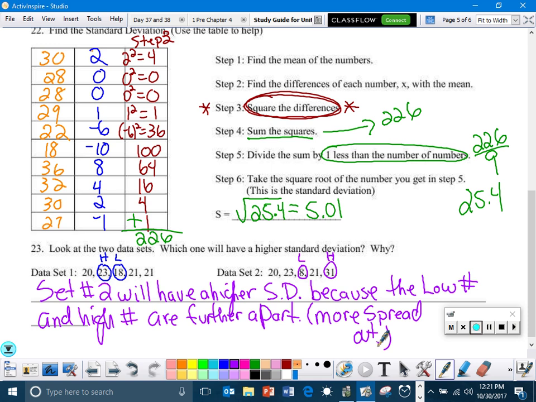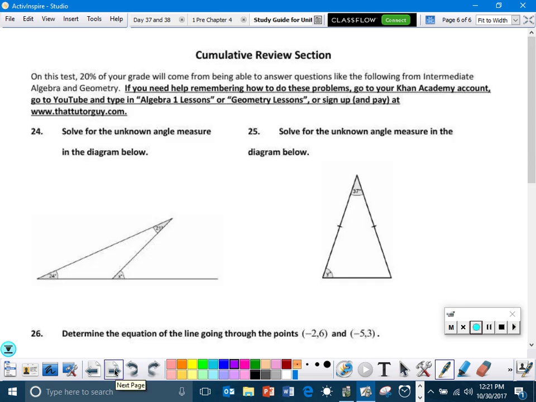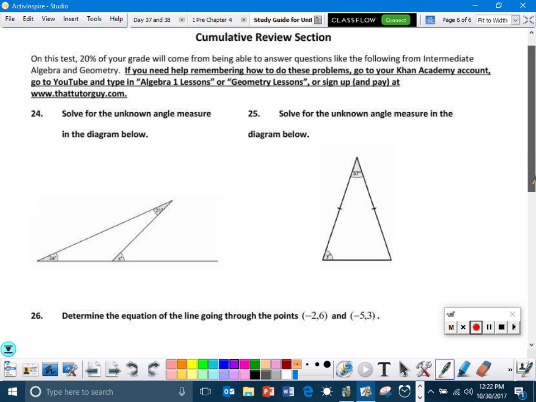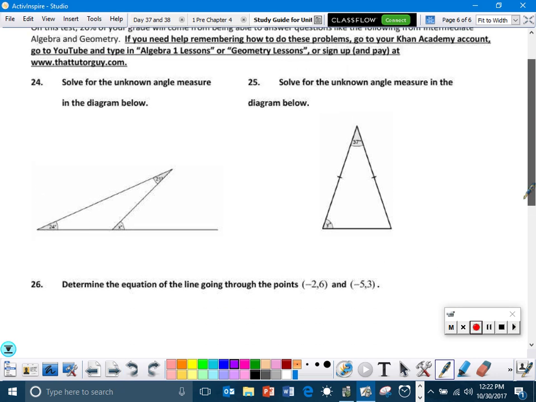All right, let's wrap this up. 20% of your test is going to be based on the review section. And this is what the cumulative review section looks like for your test. Again, this is 20% of your grade.